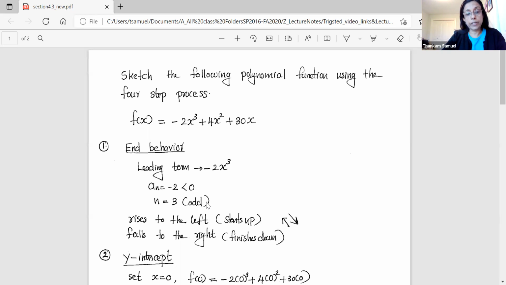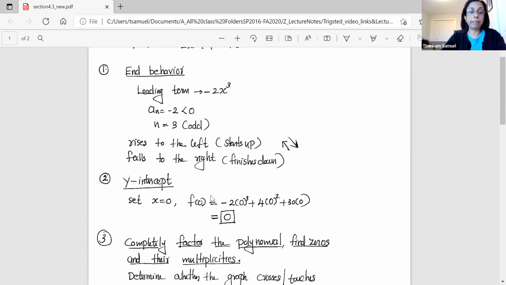As per the leading coefficient test, the leading coefficient is less than 0, a negative number, and the degree is an odd number. So the graph rises to the left and falls to the right. Or in other words, we can say the graph starts up and finishes down. So we got the end behavior.